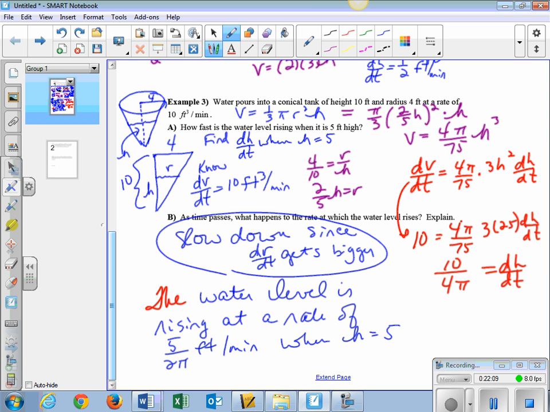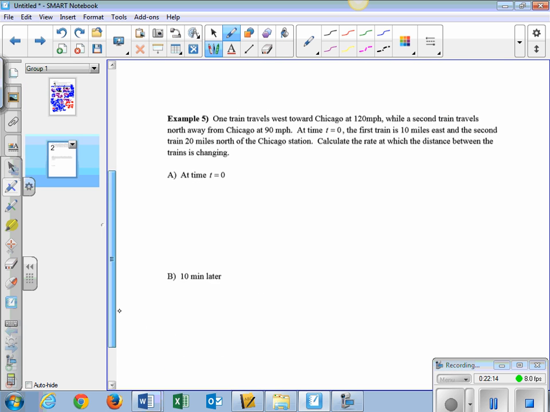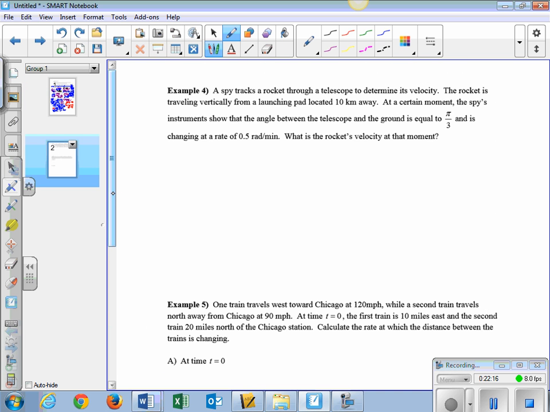All right. First page down. Looks like we have 2 more problems. Is that right? Okay. A spy tracks a rocket through a telescope to determine its velocity. The rocket is traveling vertically from a launching pad located 10 kilometers away. At a certain moment, the spy's instruments show that the angle between the telescope and the ground is equal to pi over 3. Isn't that convenient? And it's changing at a rate of 0.5 radians per minute. What is the rocket's velocity at that moment?